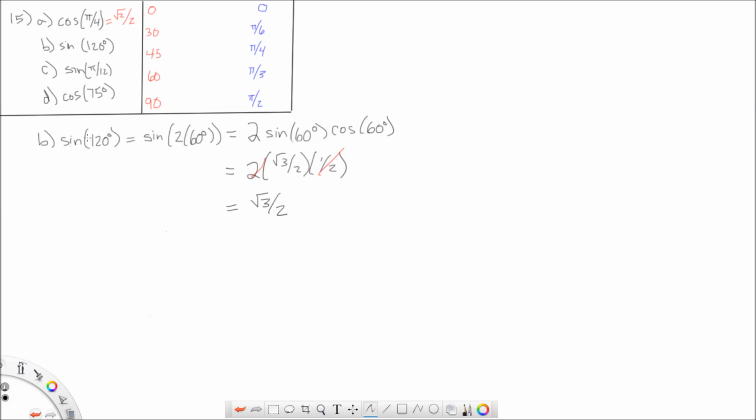So now we figured out what sine of 120 is by using just 2 sine of 60s, or sine of 2 60s. And now we want to find sine of pi over 12 by kind of doing the same thing.